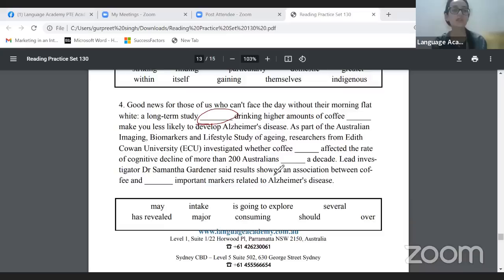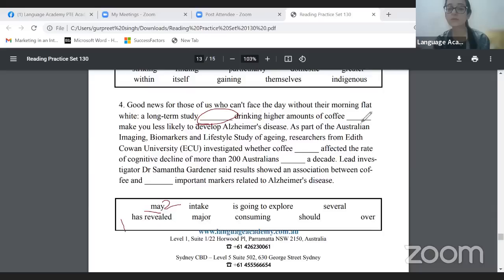Good news for those of us who can't face the day without their morning flat white. A long-term study dash. So studies generally reveal things. And yes, you're right saying that a study has revealed drinking higher amounts of coffee dash make you less likely to develop Alzheimer's disease. So it was May here. I put both May and intake, but I kept the options open, and then intake was required in the other blank. So that solved my confusion that this should come with May.